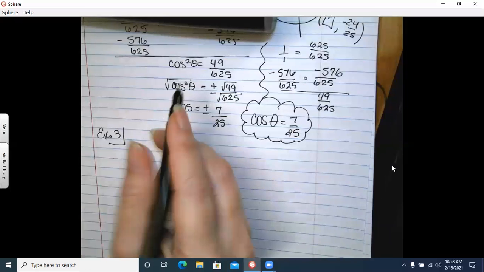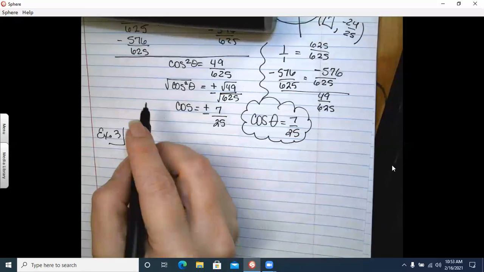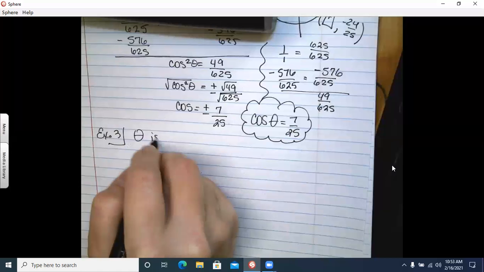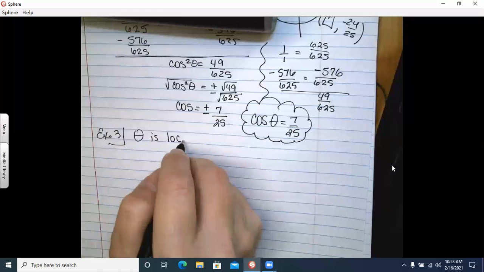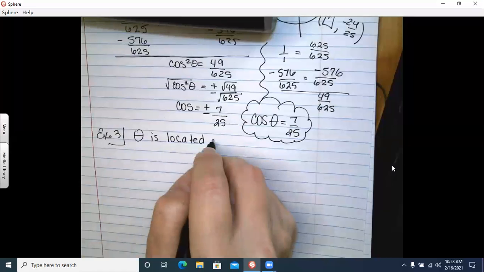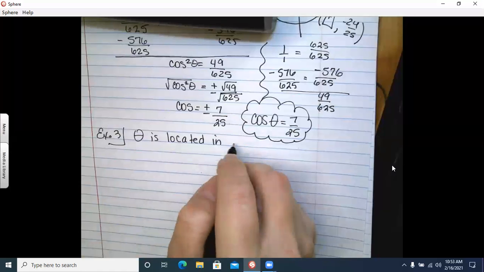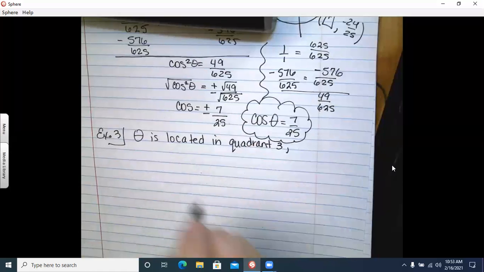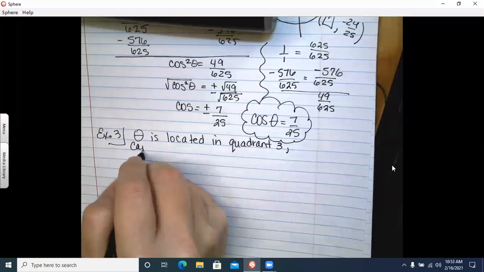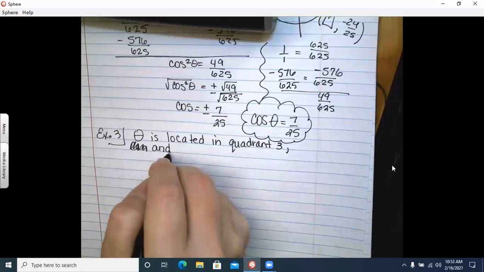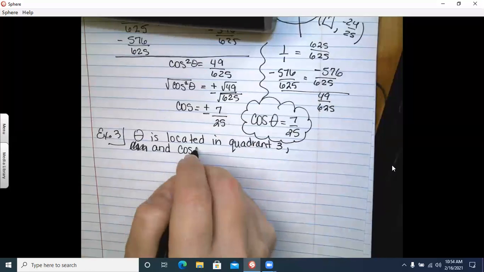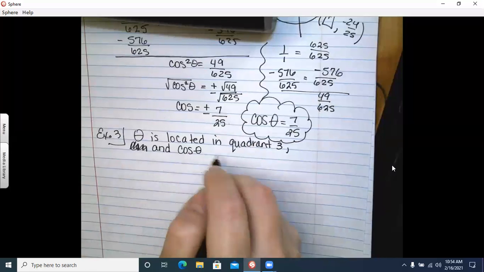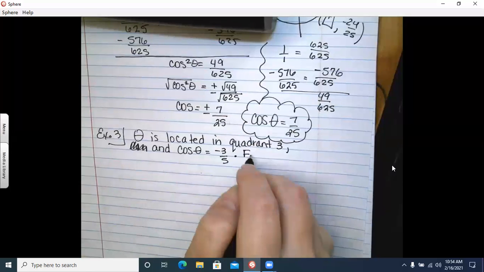Theta is located in quadrant 3, and cosine of theta equals negative 3/5. Find sine of theta.